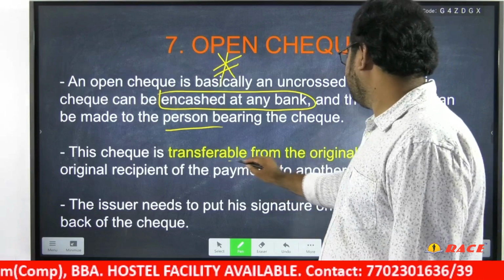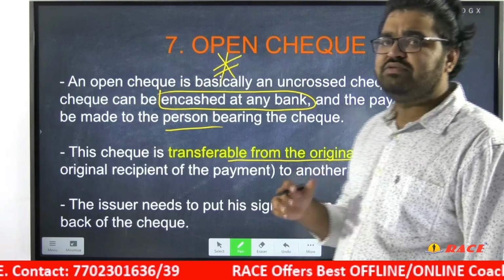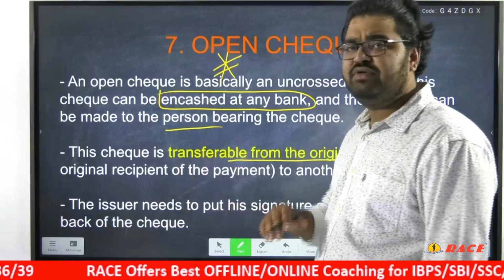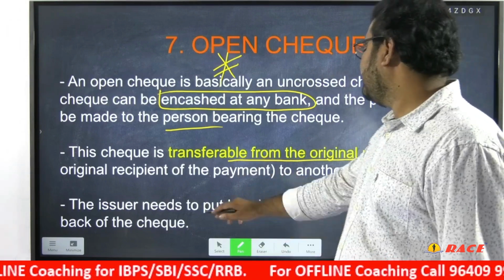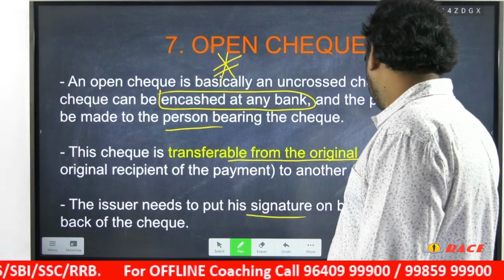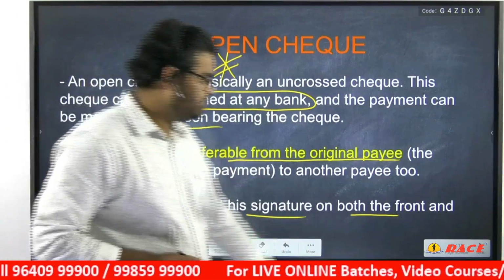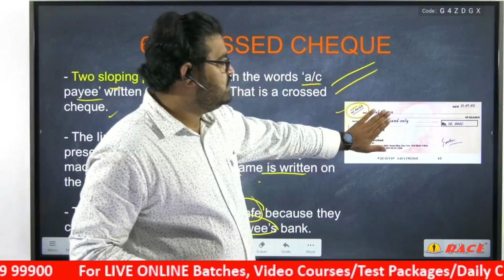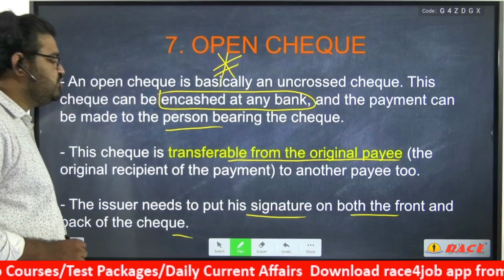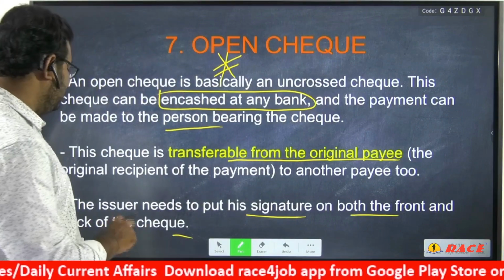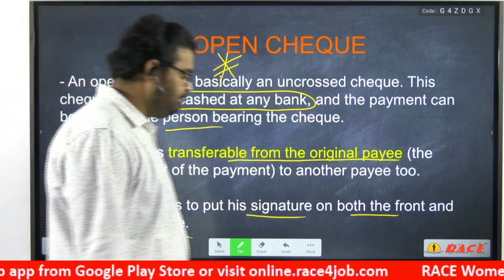This check is transferable from the original payee. Transferable means you can transfer the check to any other payee. The issuer needs to put a signature on both the front and the back of the check, so basically on the other side of the leaf. This is the front side of the check, and the back side will be very plain. The issuer has to give his signature on both the front and the back.